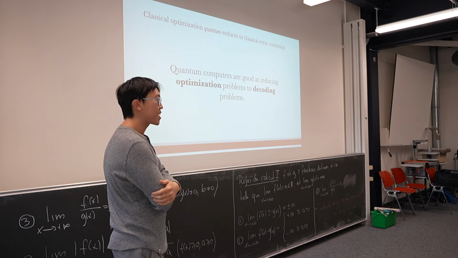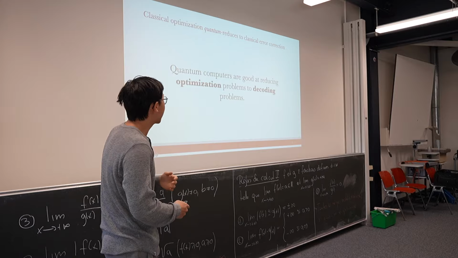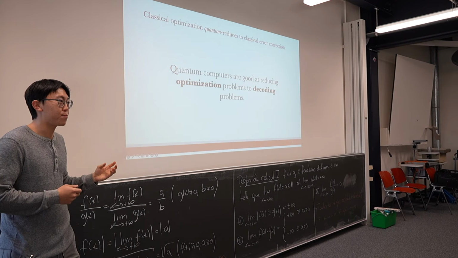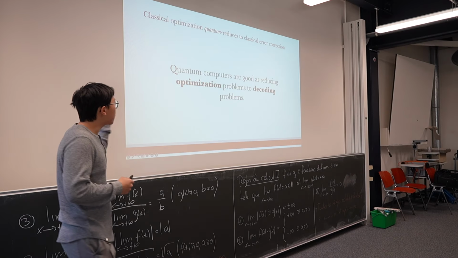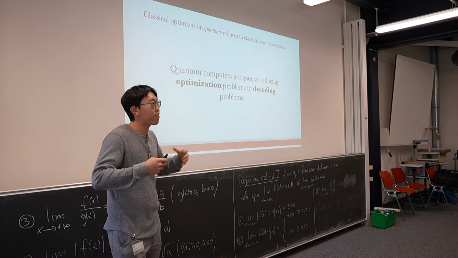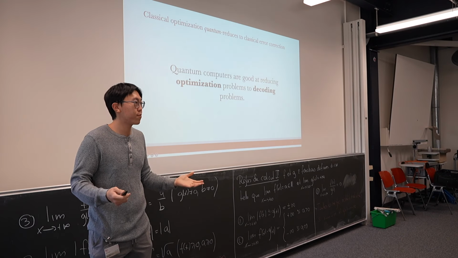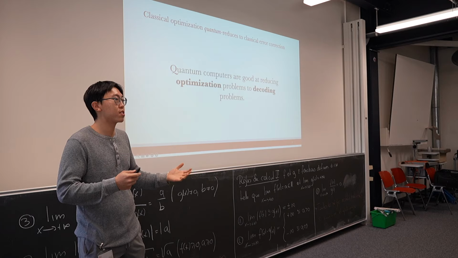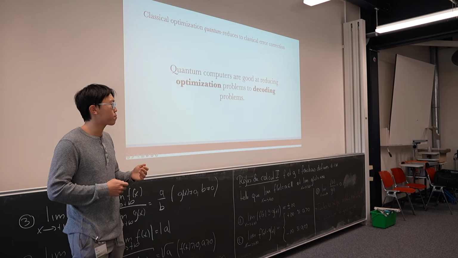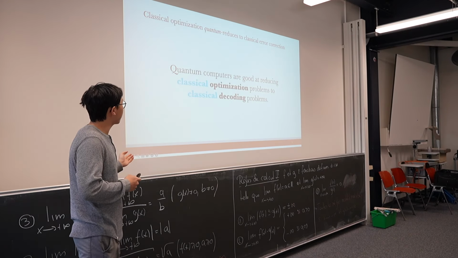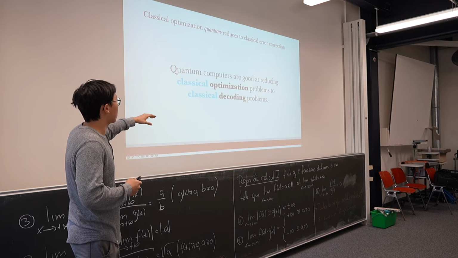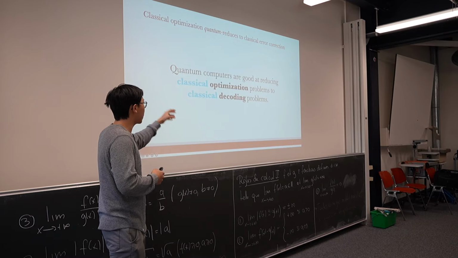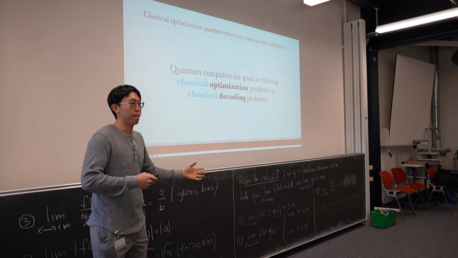Over the past couple of decades, people have found that quantum computers are perhaps surprisingly good at a particular type of reduction. This is between optimization problems, which are like finding the maximum or minimum of some given function, and a decoding problem, which is in the setting of correcting errors. I'll be more formal later about what that means. It's a bit surprising because they're actually both classical problems. So I'm talking about reducing a totally classical optimization problem to a totally classical decoding problem using a quantum computer.